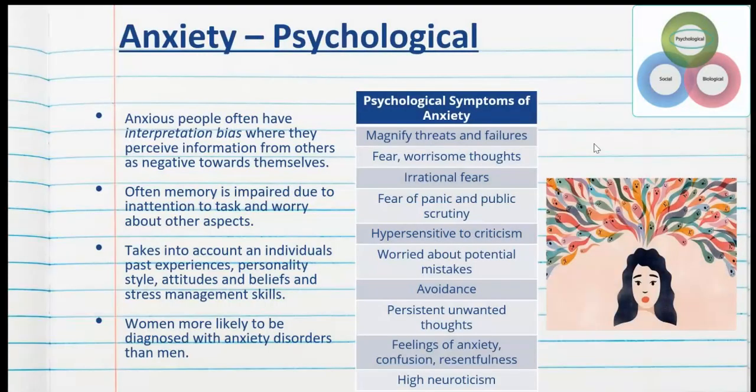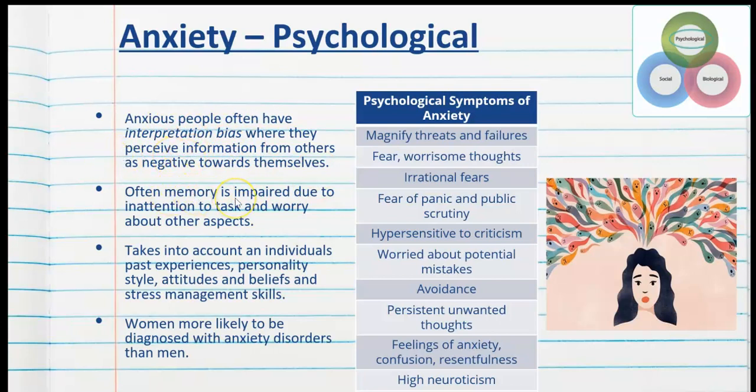So let's look at the psychological factors and symptoms of anxiety. So anxious people often have what's called interpretation bias, where they perceive information from others as negative towards themselves, even when there's no grounds for that. So they will interpret constructive criticism or feedback to a group as only applying to them, and they will interpret it in such a way that it's very, very negative, when actually that's not the case at all.